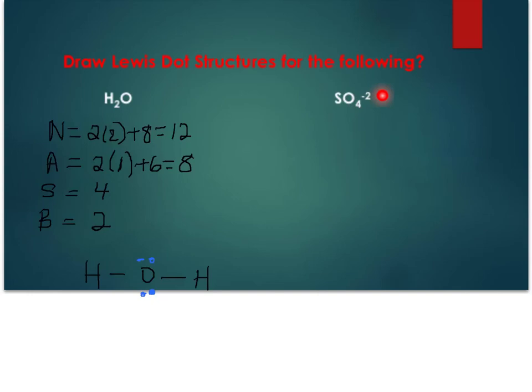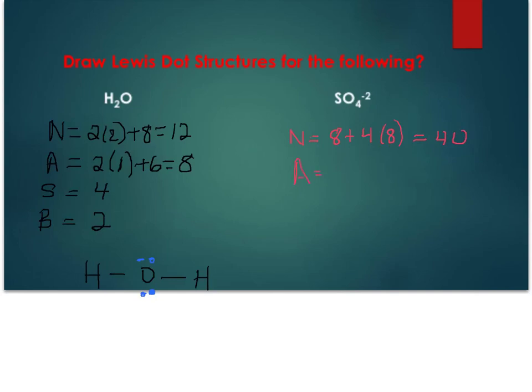So we're going to do the same thing. It doesn't matter. We start with how much is needed. The number needed. Sulfur would need what? 8. Plus 4 oxygen. Each would need 8. So that gives us 8 fours, 4 is 32, and 8 is 40. So we have 40 needed electrons.